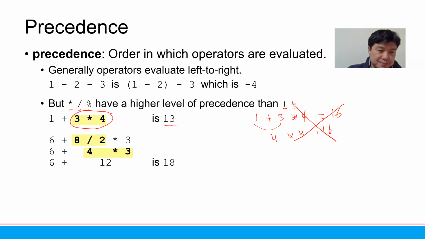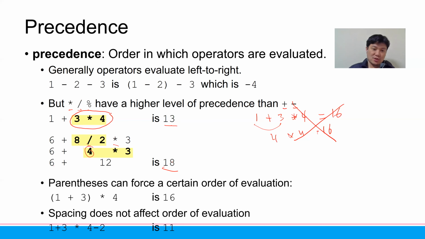Okay, let's check. What about this one? We know that multiplication, division, and modulo have a higher level than plus and minus. So we are going to divide first. But which one is first, division or multiply? Okay. In this case, we are going to use the left to right procedure. So from the left, 8 divided by 2, we have 4. Okay, and then 4 multiplied by 3, which is 12. And after that, we add 6, and the result will be 18.